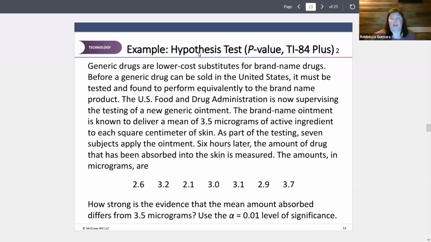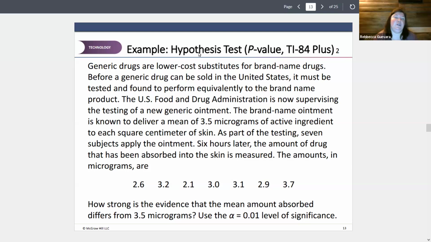So we're going to do another hypothesis test. We're still dealing with sigma unknown. This was just a little bit different than what we had before. Generic drugs are lower cost substitutes to brand name drugs. Before a generic drug can be sold in the United States, it must be tested and found to perform equivalently to the brand name product.